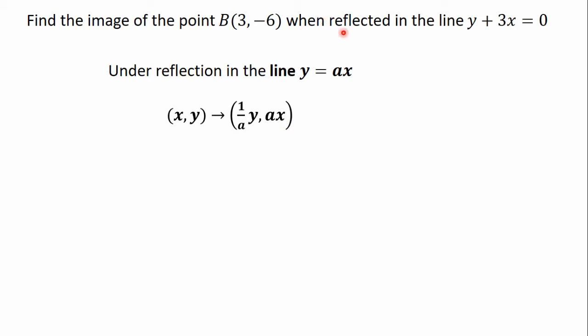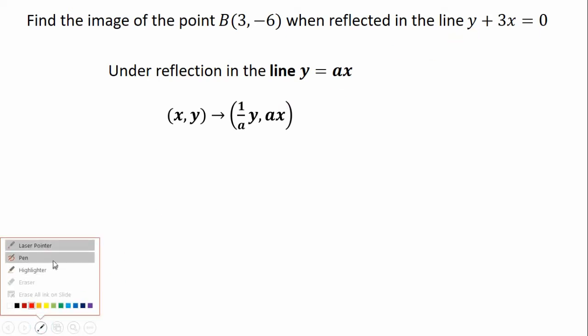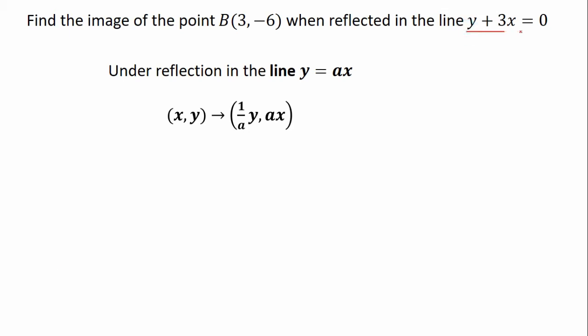So to find the rule of the transformation when we reflect the point B in the line y plus 3x is equal to 0, we have to find the value of a, then we substitute that value of a into what we have here. To get that value of a, we are going to compare the equation of the line given to us, which is y plus 3x is equal to 0, to y is equal to ax. Now, before we can compare them, we have to make sure that they are all arranged in the same order.